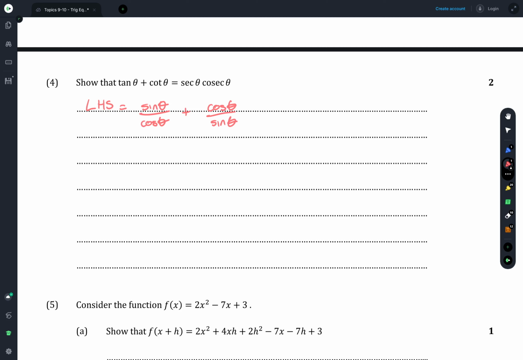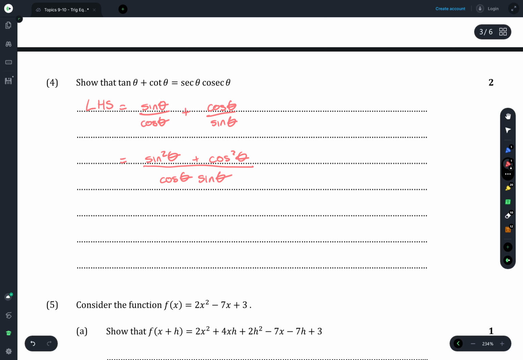Now that I have these two fractions, I'll then look to add these two fractions. So the way that I do this, top left times bottom right. So sine theta times sine theta is sine squared theta. And then bottom left times the top right. So that's cos squared theta. And that's over cos theta sine theta. I multiplied the two denominators.